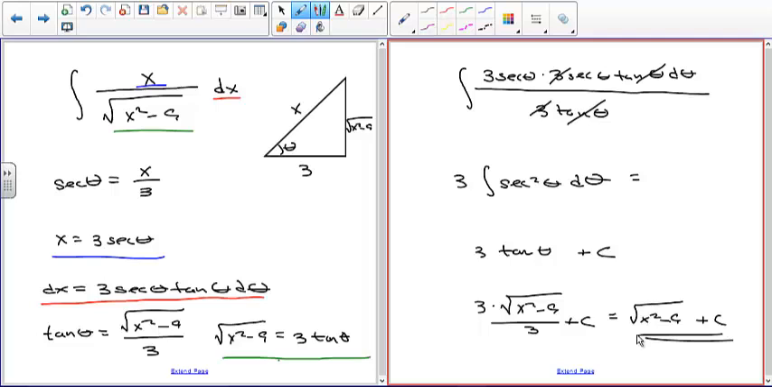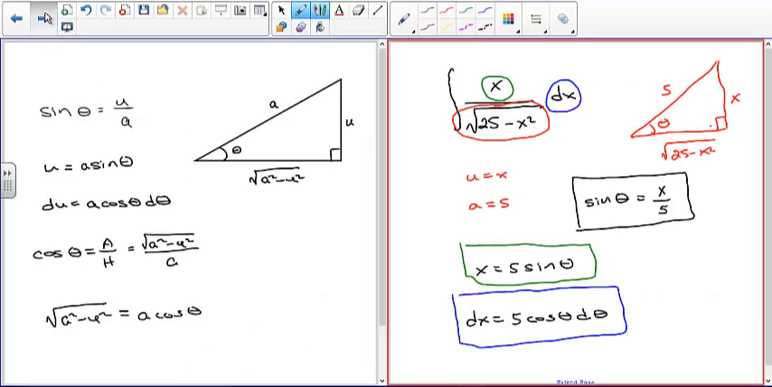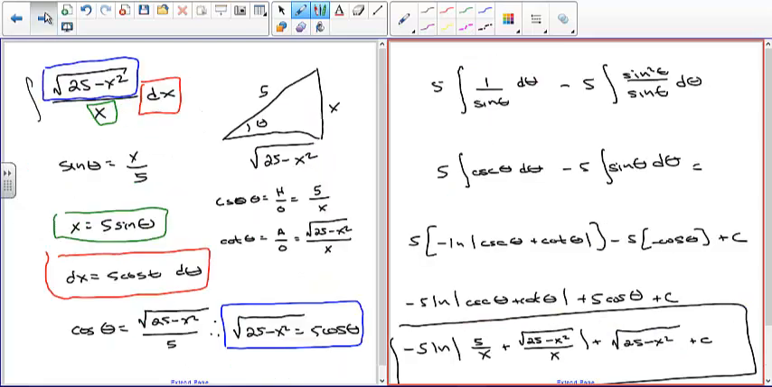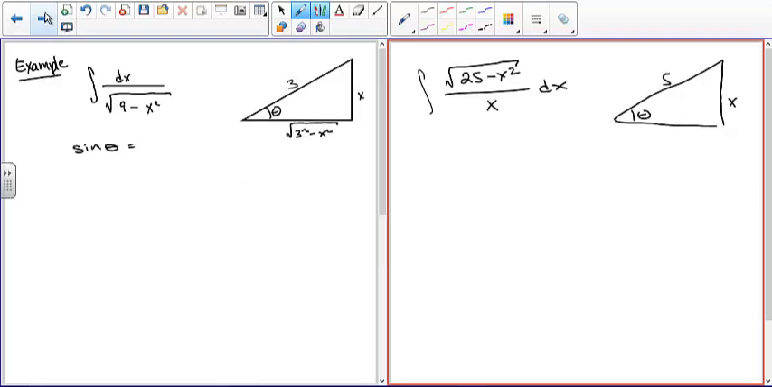So let's try something here. Let me get a problem that we haven't done yet. Okay, so there's tangent, secant there. We've done that one. Okay, let's do this one.